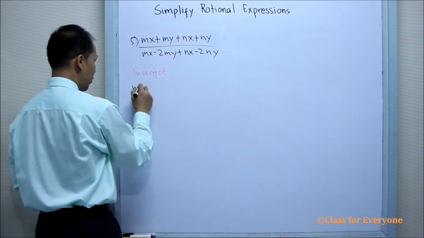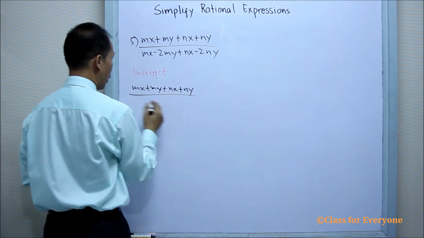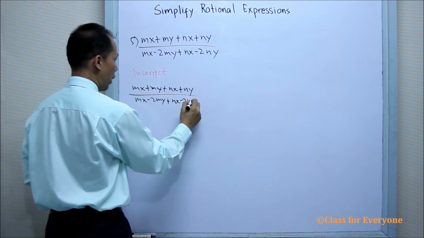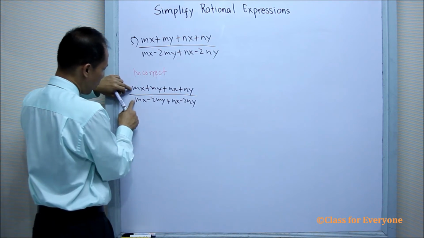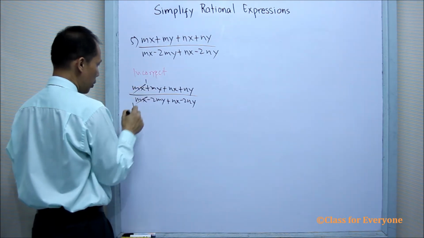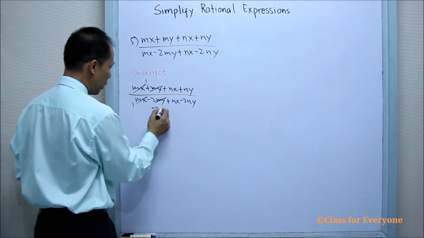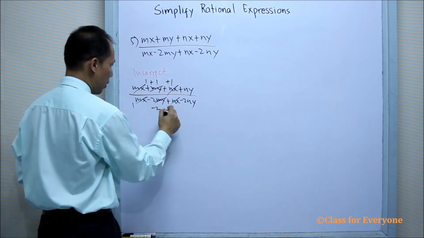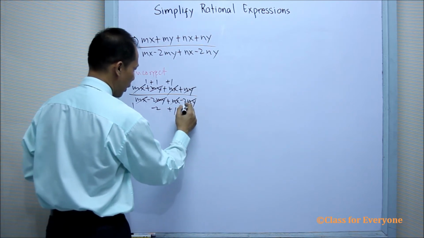So the question is mx plus my plus nx plus ny all over mx minus 2my plus nx minus 2ny. Now, the student noticed that they have a common mx, so they are factoring it. So mx divided by mx is 1. My and my, there is also an my, but there is a negative 2, so we have a negative 2. But this is positive 1. So nx and nx, they have a positive 1, positive 1. ny and ny here, you have negative 2.